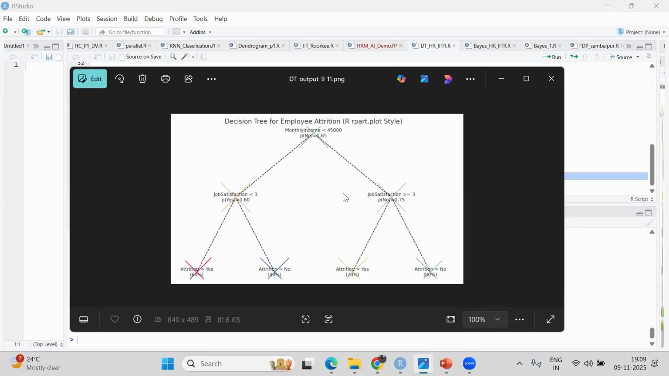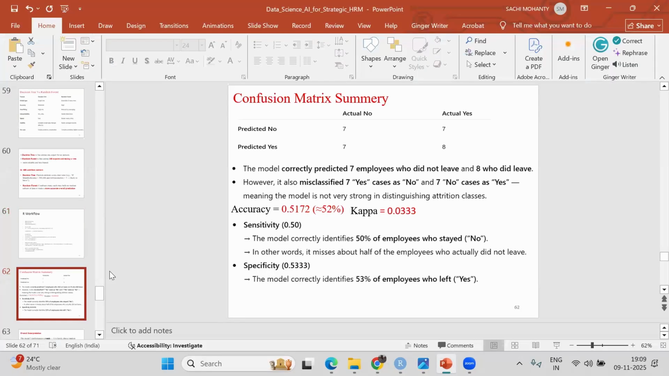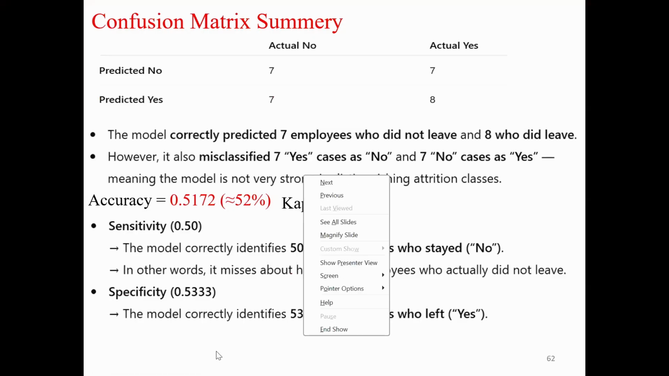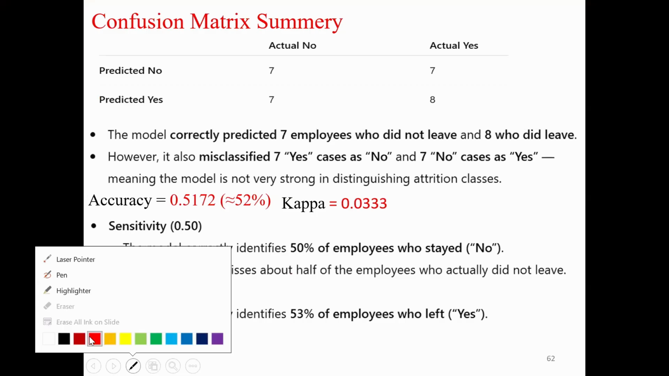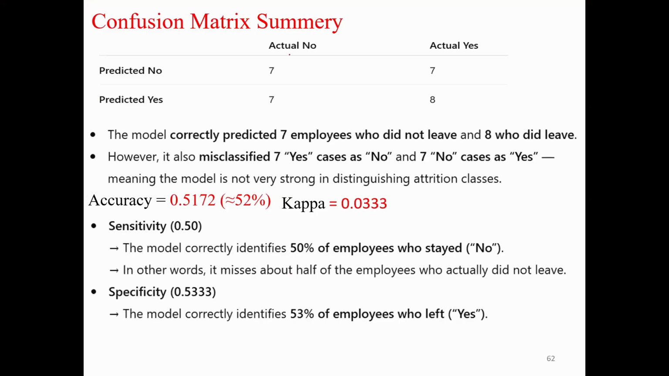This is nothing but the data visualization. We can find a particular decision. I'm coming to the explanation of interpretation. So we want to run another prediction. This is my prediction. Now I'm going to explain the meaning of this one. Suppose predicted versus actual number 7. What is the meaning? The model correctly predicted 7 employees who did not leave and 8 who did leave.